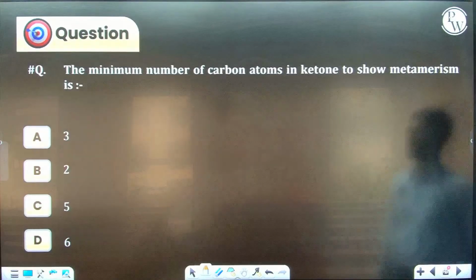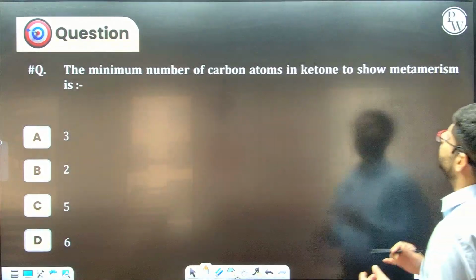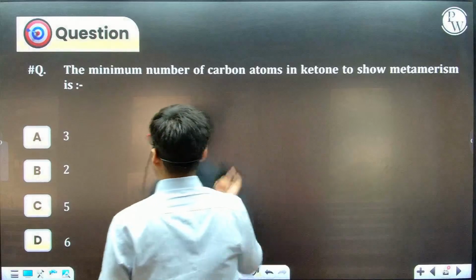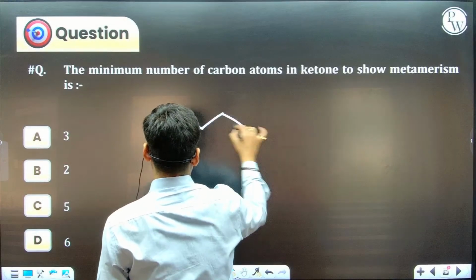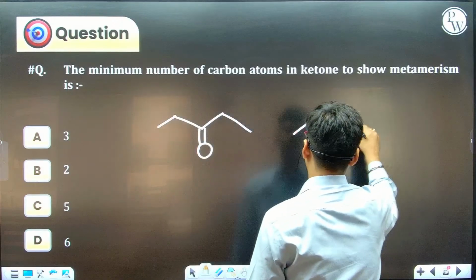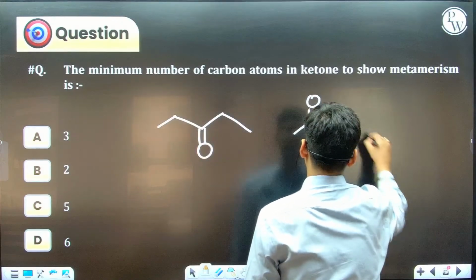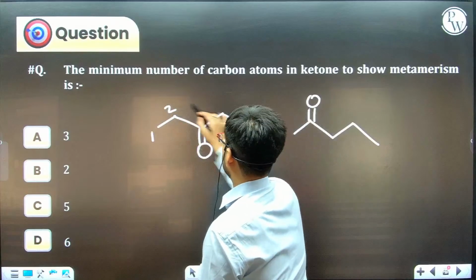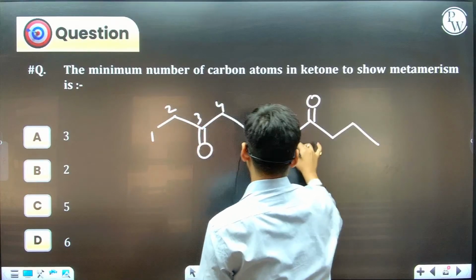Okay, next question. The minimum number of carbon atoms in a ketone to show metamerism is. Okay, so look at this now. This is a ketone, right? This is also a ketone. There are 5 carbon atoms.